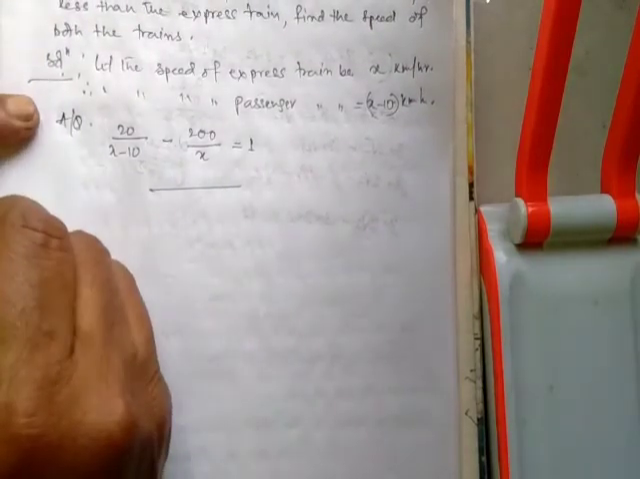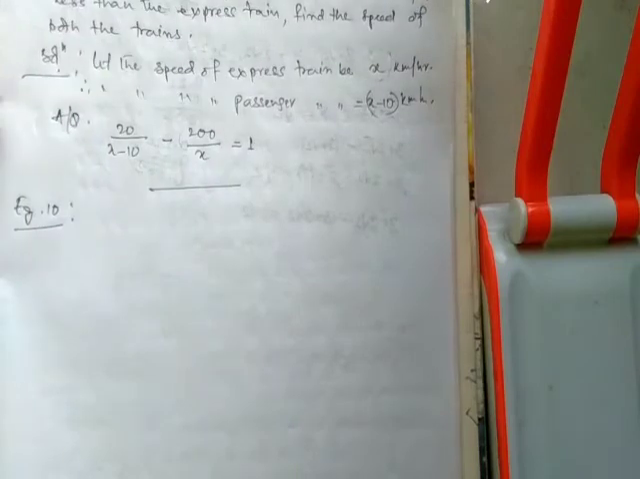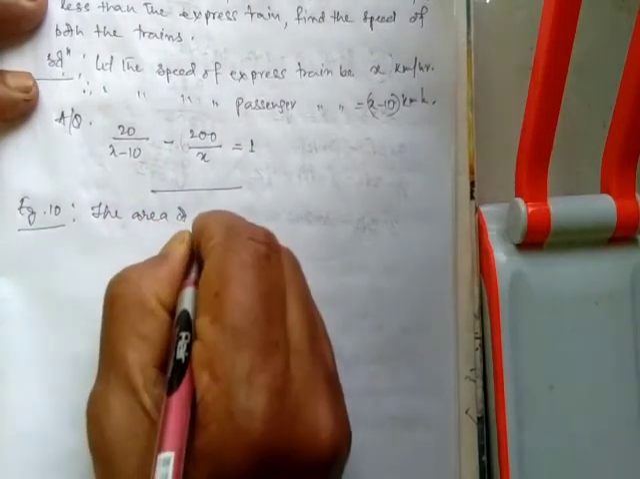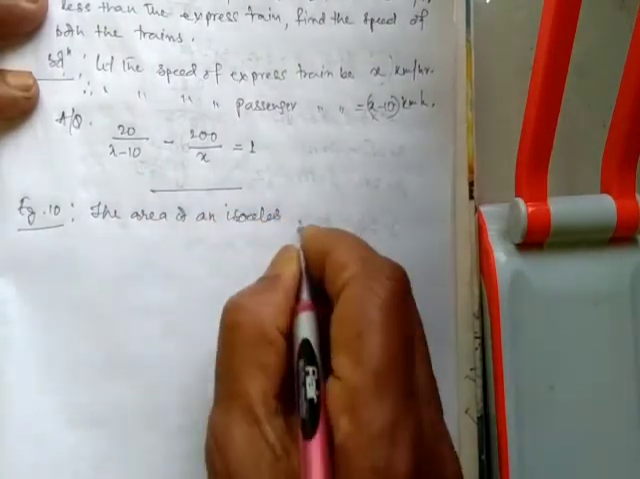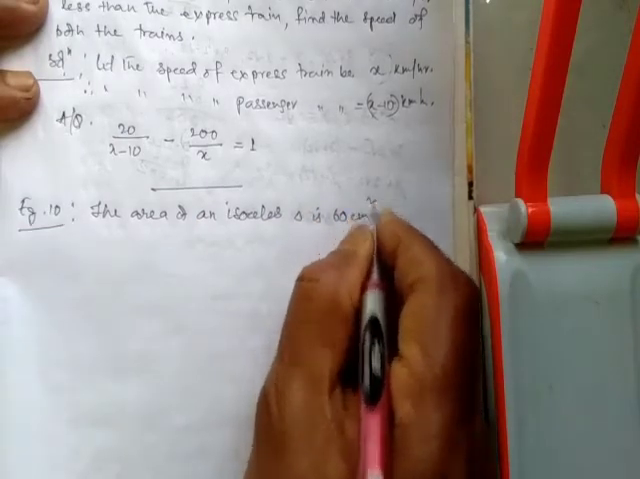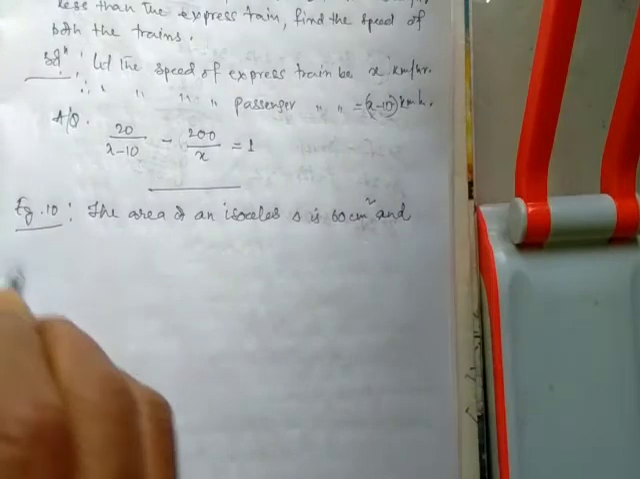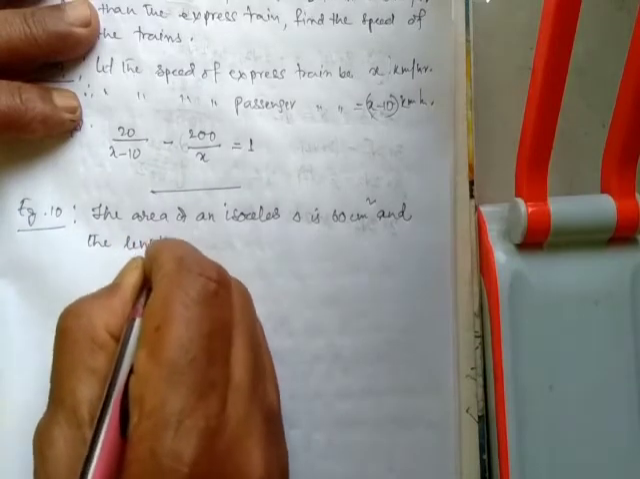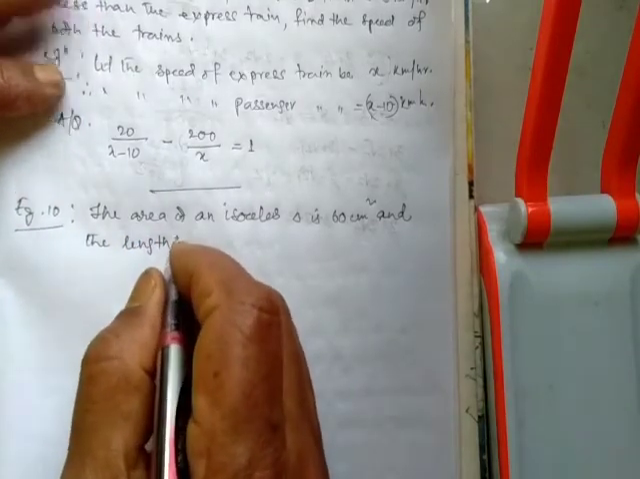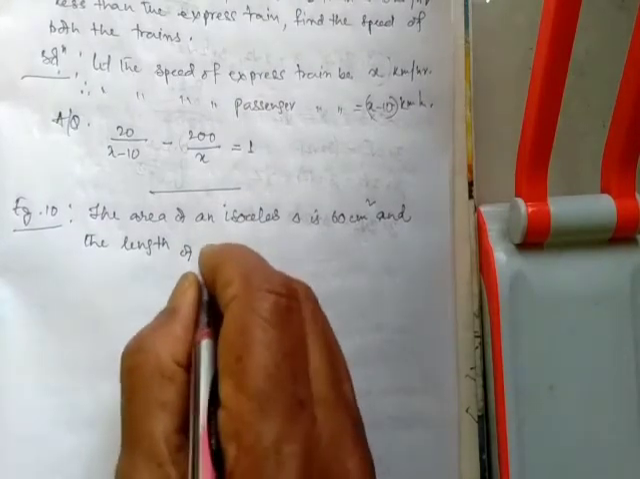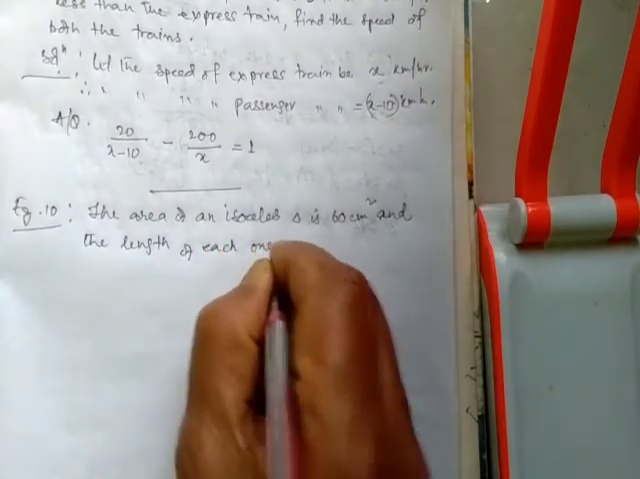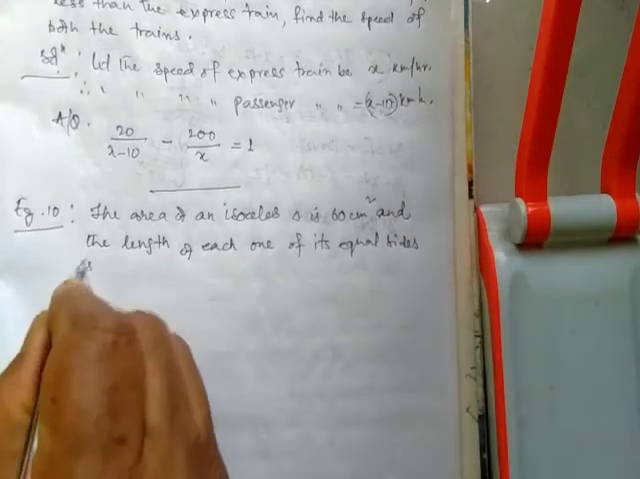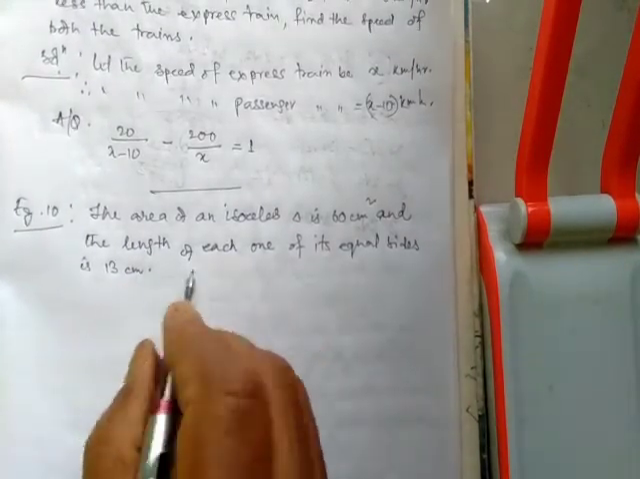Next, example 10. The area of an isosceles triangle is 60 centimeter square, and the length of each one of its equal sides is 13 centimeter. Find its base.